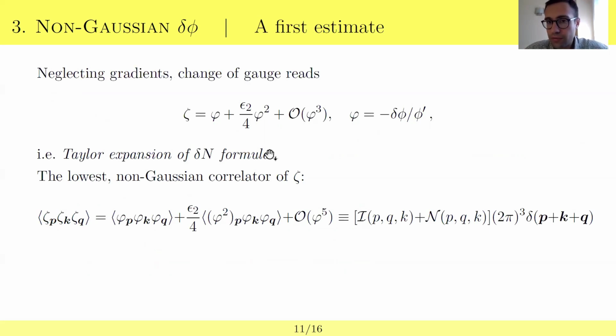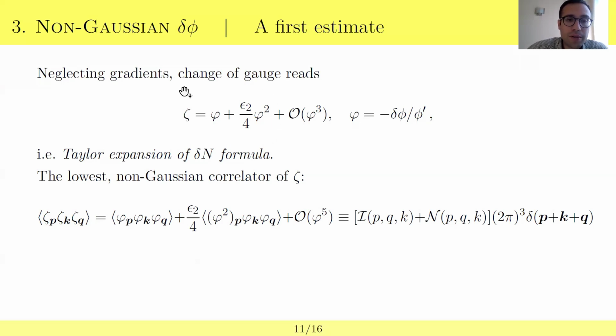Before going into the full result, I want to discuss, let me go through a kind of preliminary example to illustrate the interplay between this, let's say, intrinsic non-Gaussianity of the inflaton perturbations and the non-Gaussianity coming from this nonlinear change of variables between inflaton and curvature perturbations.